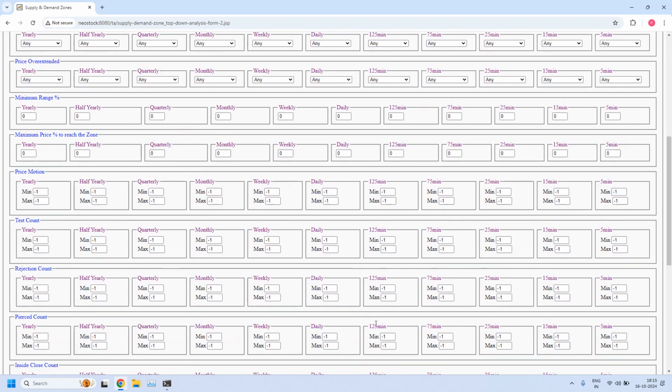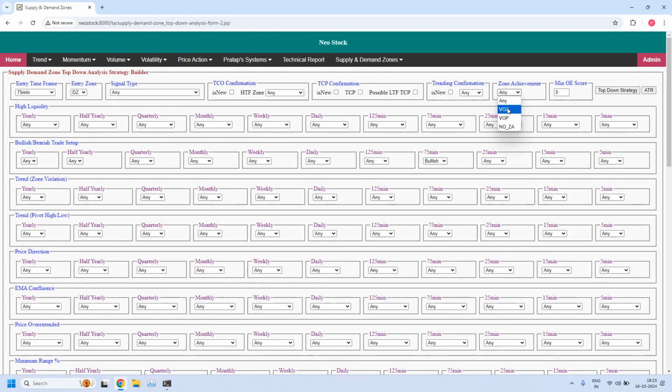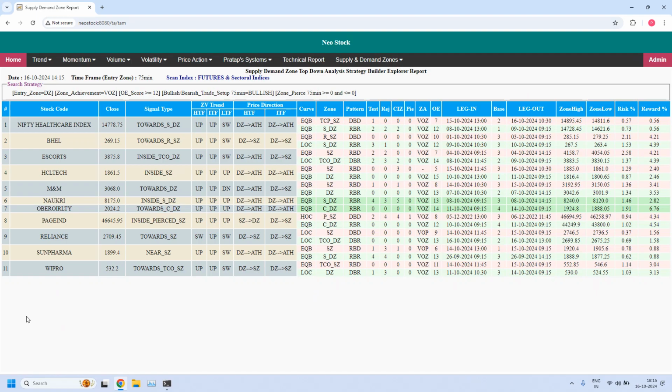In the pierced count at 75 minutes time frame, I am setting minimum value 0, maximum value 0. Zone achievement violated opposing zone, minimum odd enhancer score 12. All the three filters are applied to the 75 minutes demand zone. Now let's verify. 11 stocks are filtered. All these 11 stocks are supporting bullish trade setup for weekly income trade, that is entry time frame 75 minutes.